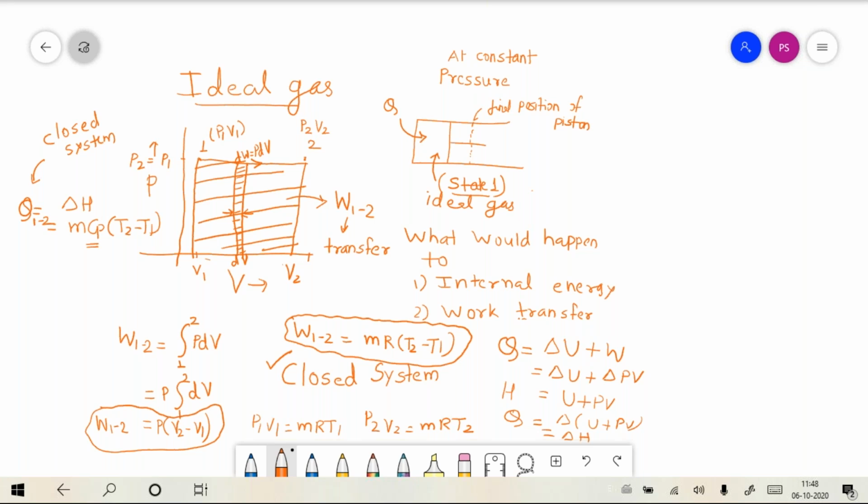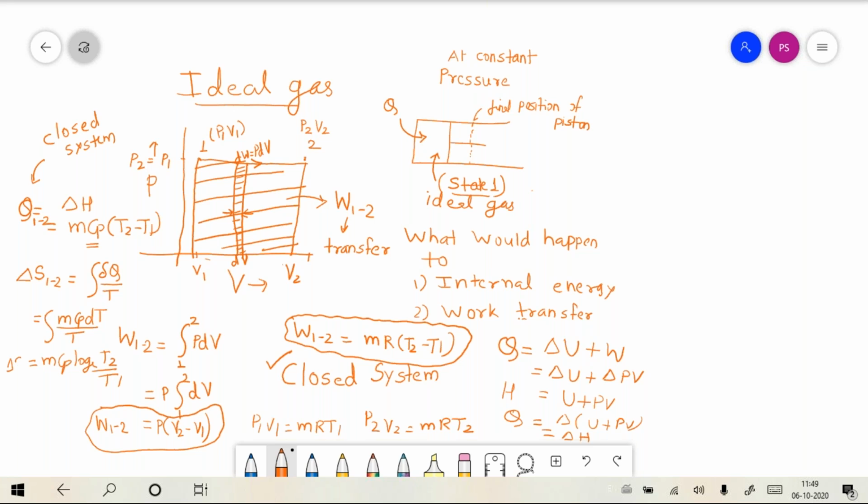Now let us find the entropy change. What would be the entropy change now? The entropy change during the process 1 to 2 is equal to the integral of dQ by T, which is equal to the integral of mCp dT by T. I hope you are appreciating this fact. Which is equal to mCp ln(T2 by T1).